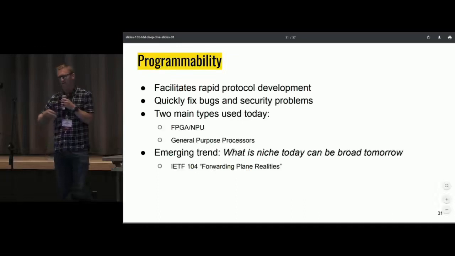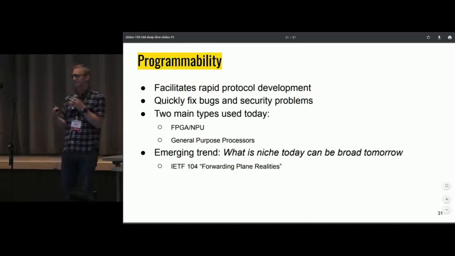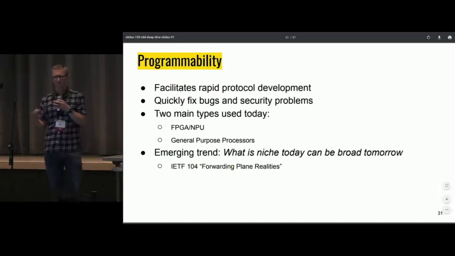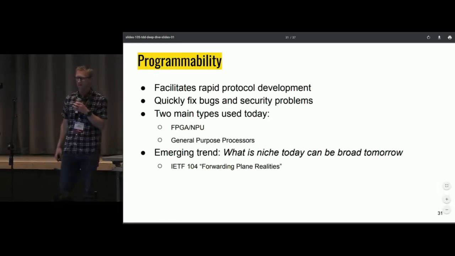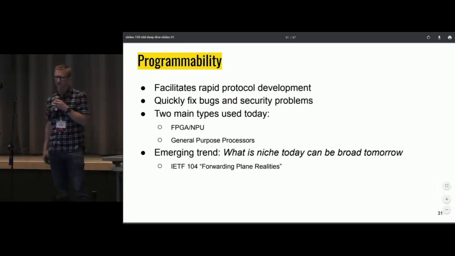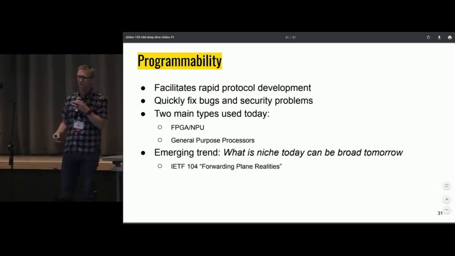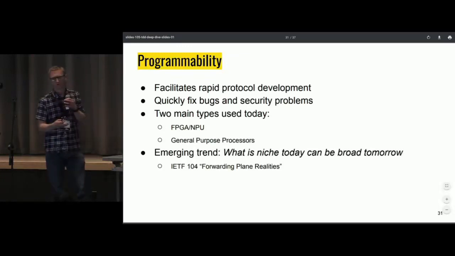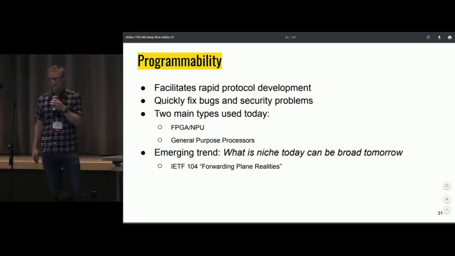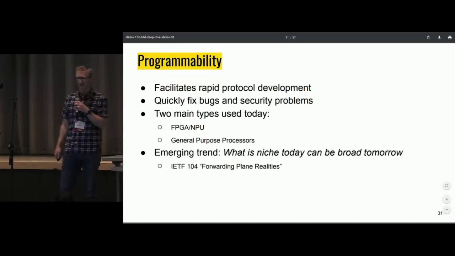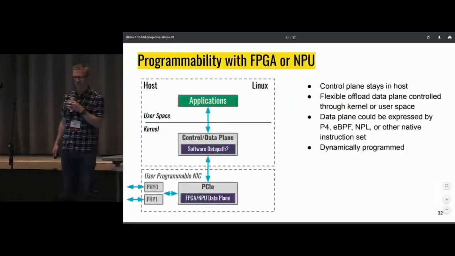While this might seem today like something that isn't exactly what you might want, I looked at some of the forwarding plane realities slides from the last IETF, and there's a really interesting quote at the conclusion: what's niche today can be broad tomorrow. And I think that's generally what we've seen across networking and NICs. Someone will roll out a new feature, and before long everybody's got it and everybody wants it. So I think programmability is going to be that next piece.